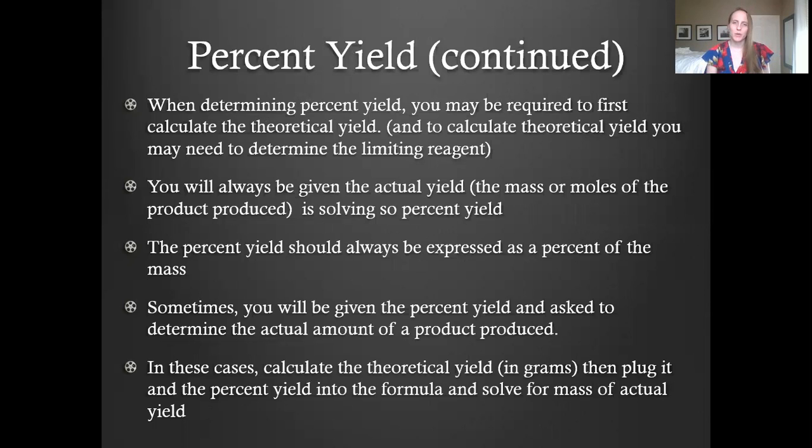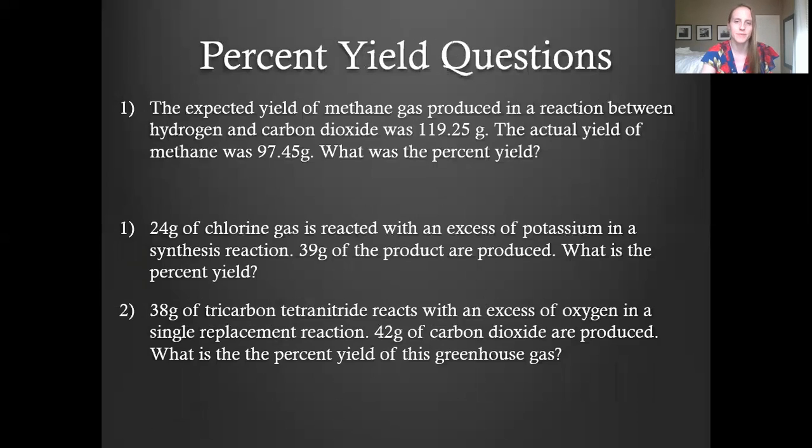When you are determining your percent yield, first you calculate the theoretical yield, which we already talked about, and then you'll be given the actual yield, and then you just plug those both into the percent yield formula. The percent yield should always be expressed as a percent of mass, so both the theoretical and actual yield should be converted into grams before you plug them into your percent yield formula. You can also, like I said, sometimes be given the percent yield, and then you can calculate the theoretical yield and work backwards to find the actual yield.